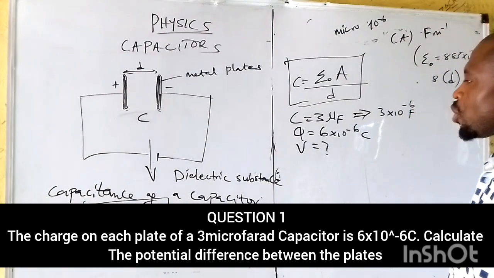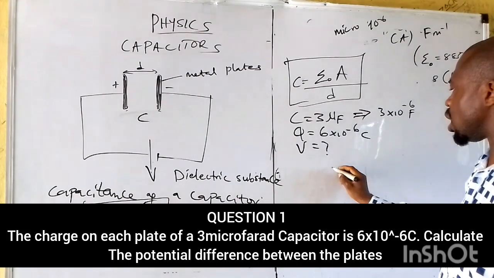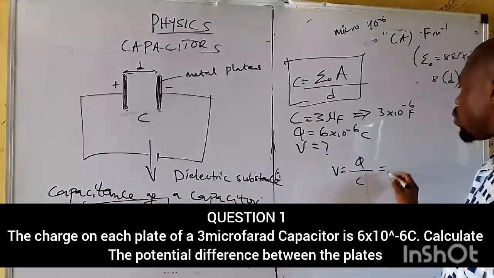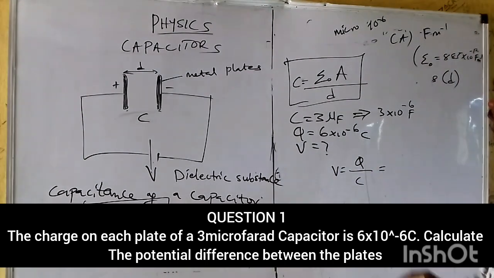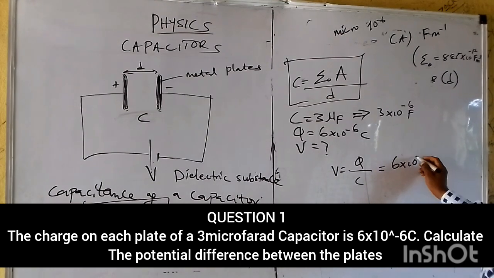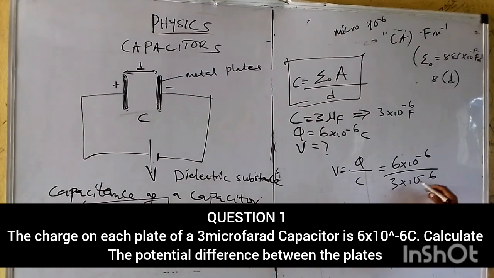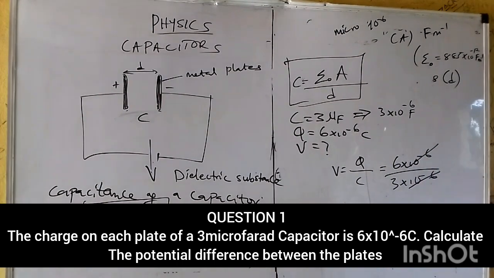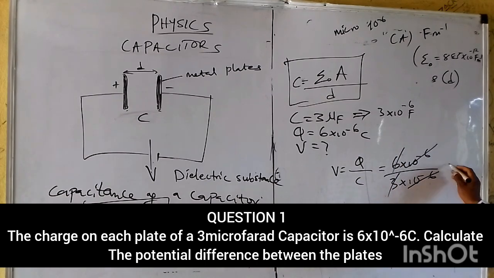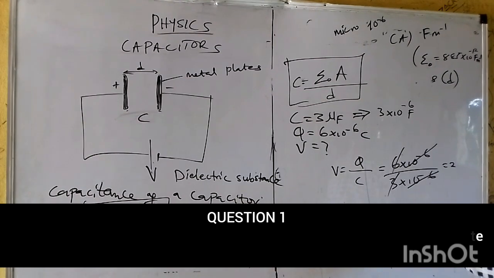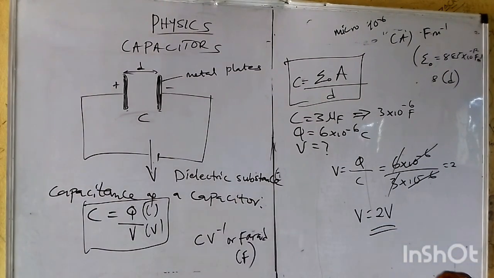Using that formula, we make V the subject. V will give us Q all over C, which is 6 times 10 raised to the power minus 6 all over 3 times 10 raised to the power minus 6. The powers cancel, and 3 can cancel 6 to give us 2. Therefore, V is 2 volts. That is, the potential difference between the plates is 2 volts.